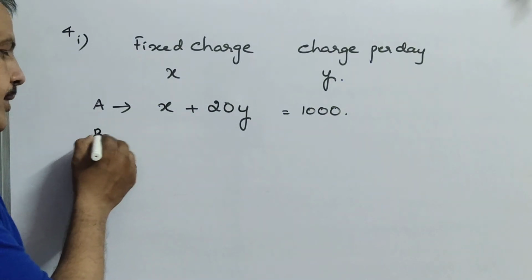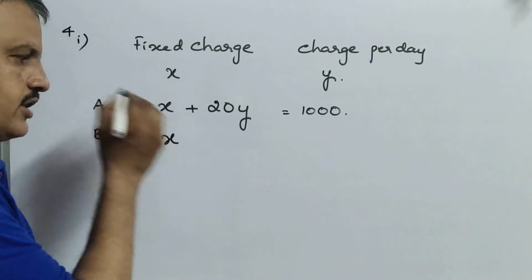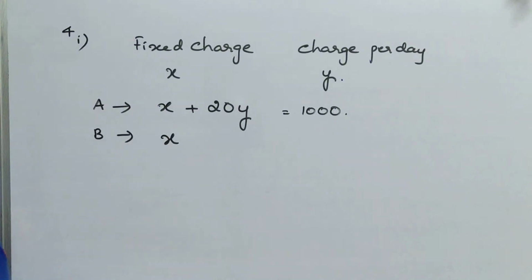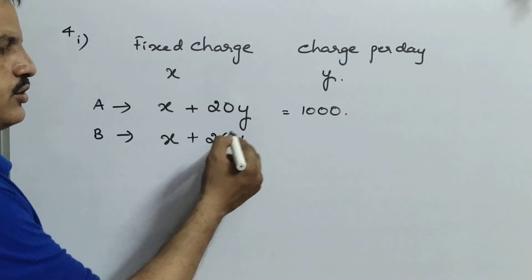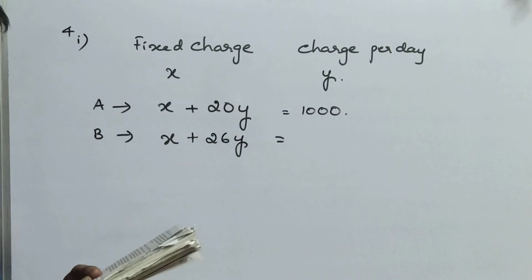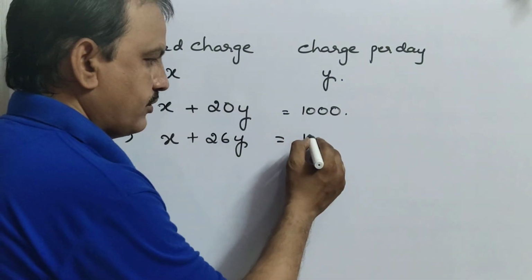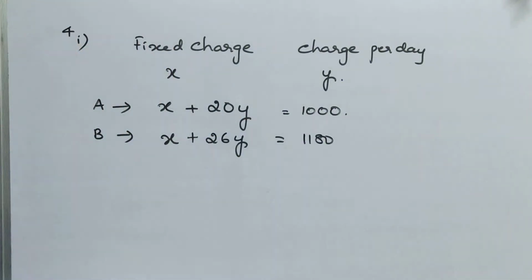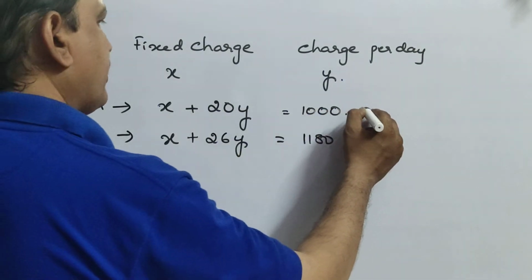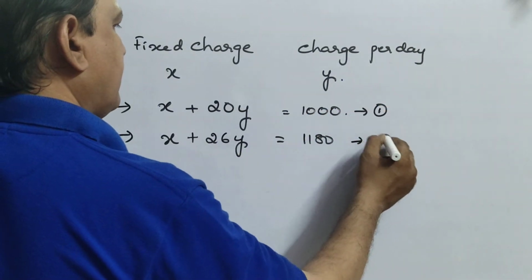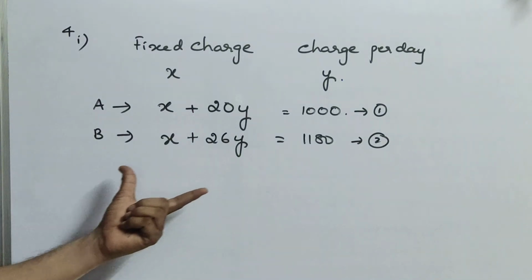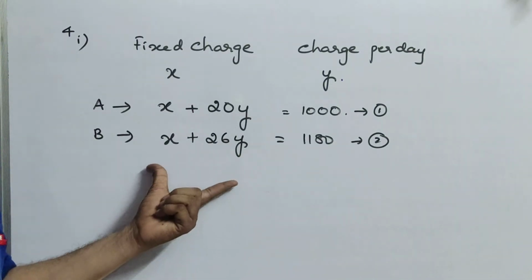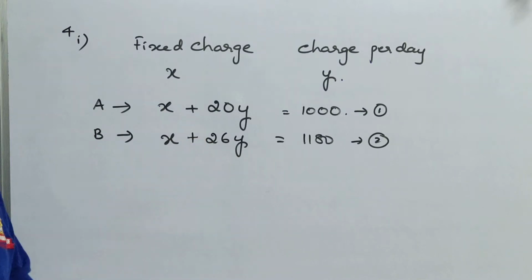Whereas student B, fixed charge is the same. Nothing will change in that. But he is taking the food for 26 days. So X plus 26 into Y. Total amount is 1180. So this is equation 1 and this is equation 2. Whichever method you can, solve it. Is it clear, children? So these are the 2 equations.